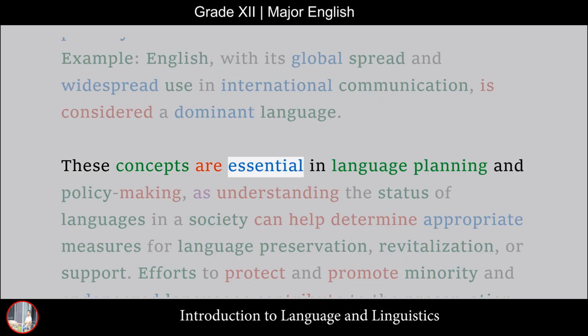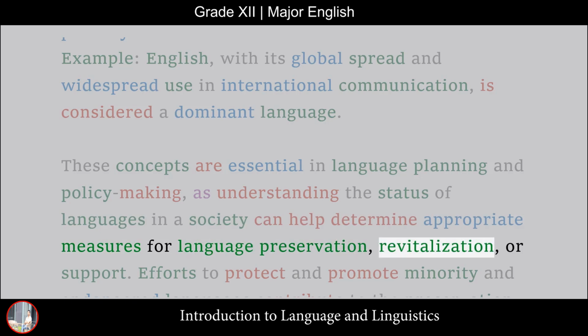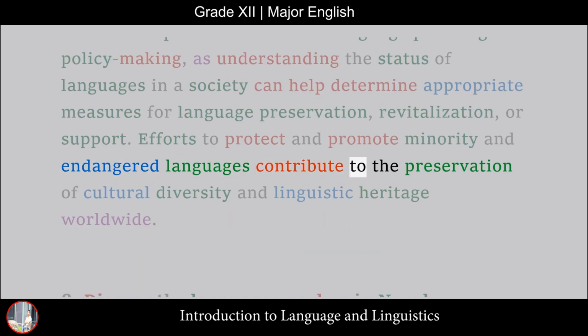These concepts are essential in language planning and policymaking, as understanding the status of languages in a society can help determine appropriate measures for language preservation, revitalization, or support. Efforts to protect and promote minority and endangered languages contribute to the preservation of cultural diversity and linguistic heritage worldwide.